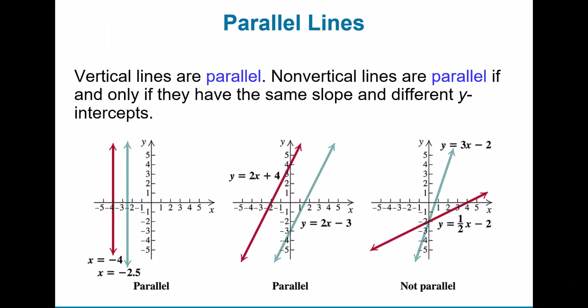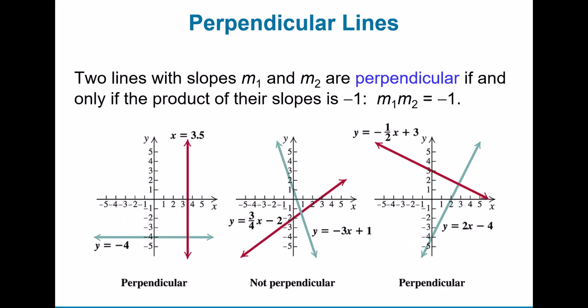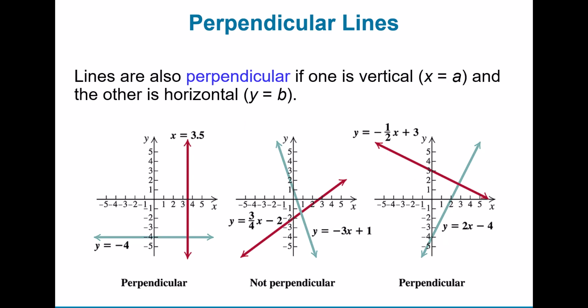As I mentioned in the beginning, sometimes we want to know if we have parallel lines. Notice here they're parallel if and only if they have the same slope but different y-intercepts. I can look at perpendicular lines, where if I multiply their slopes, I get -1, and also a vertical line is perpendicular to a horizontal line.